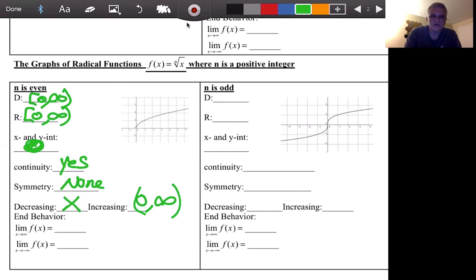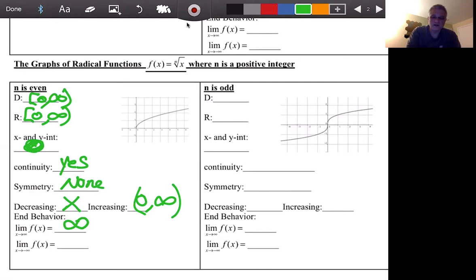What is the limit of f of x? What is the limit of your function y as x approaches infinity? Well, as we go to the right, as x goes towards infinity, we're going up. We're going up very slowly, but we are going up and it's not bounded. So yes, the limit is infinity.